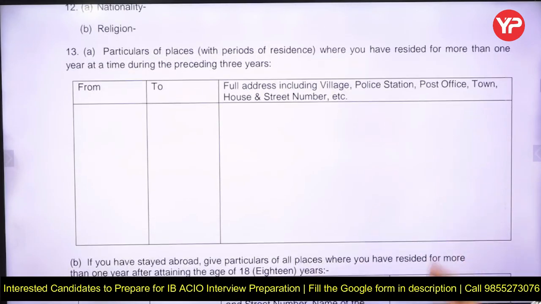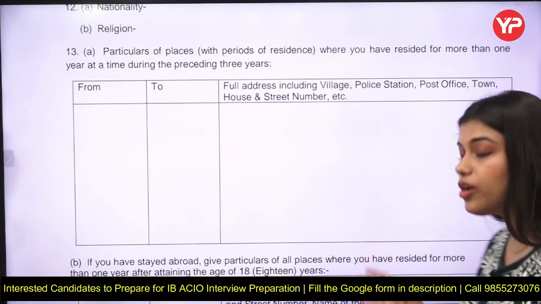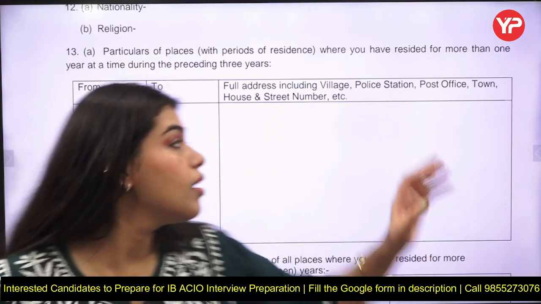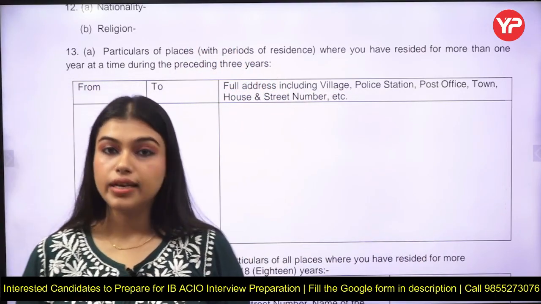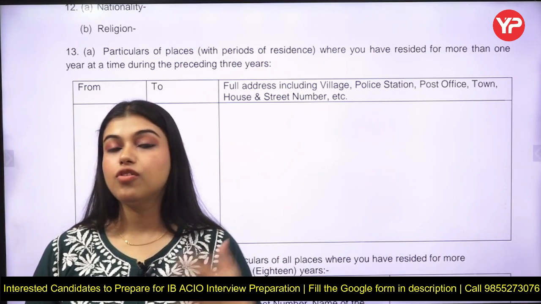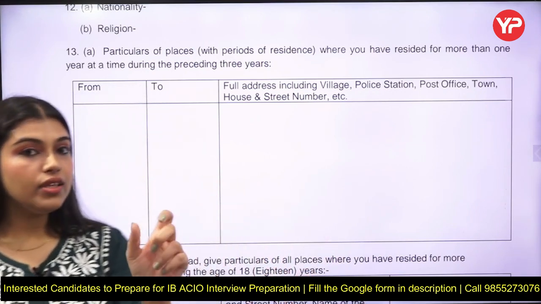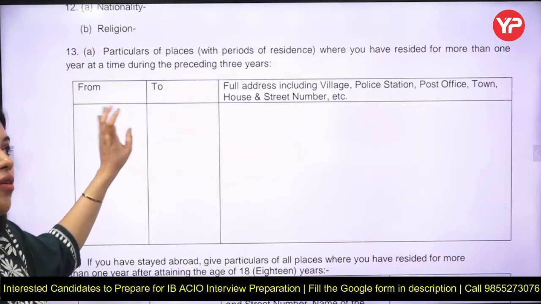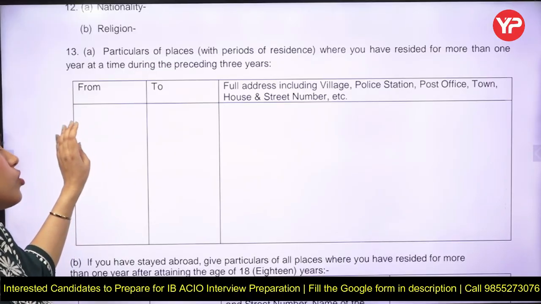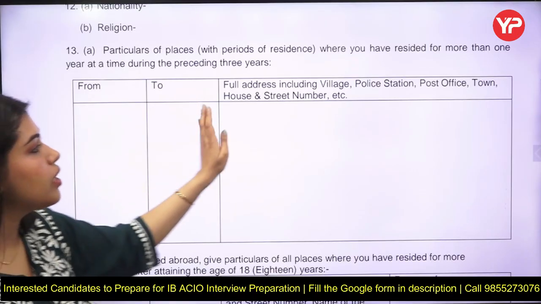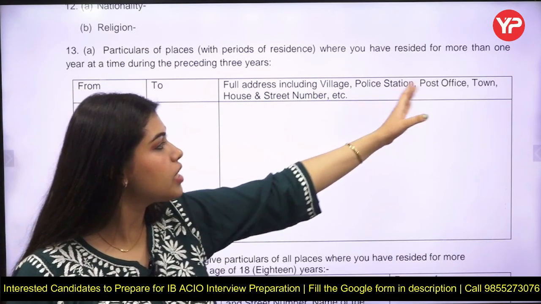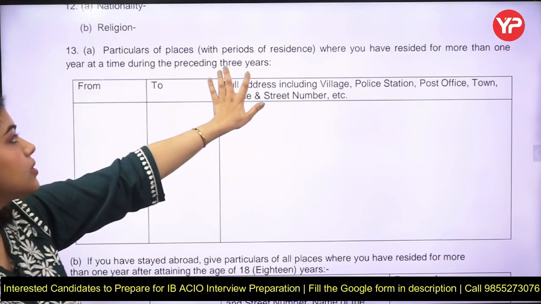Now here comes the next question: particulars of places with periods of residence where you have resided for more than 1 year during the preceding 3 years. So what we want to fill in here is, they have given you 3 years, and for the past 3 years, wherever you have resided, whether it's your home country or whether you have worked in different states, you have to write everything. Suppose for the past 1 year you worked from September 2023 to September 2024. You write that here, then you write the full address according to the details they have given here. You have to mention the past 3 years.